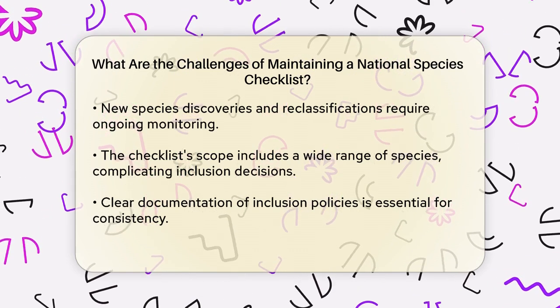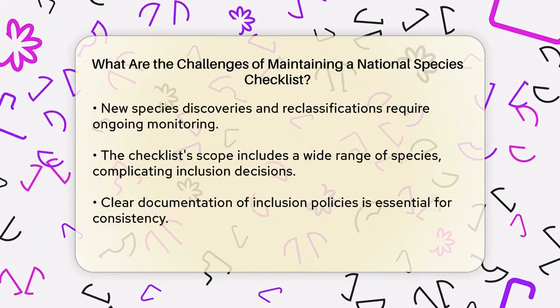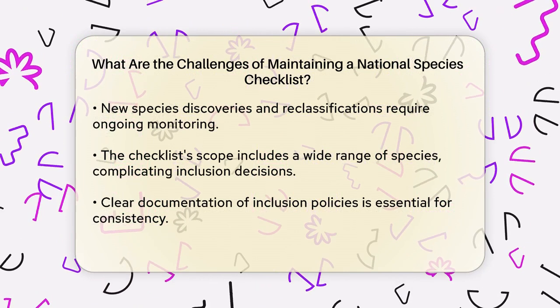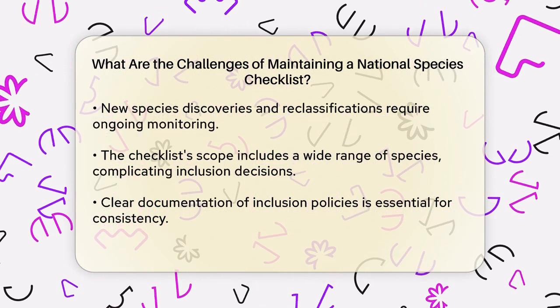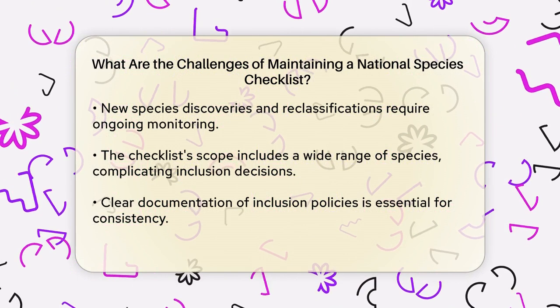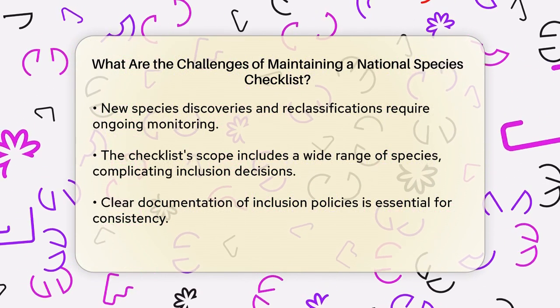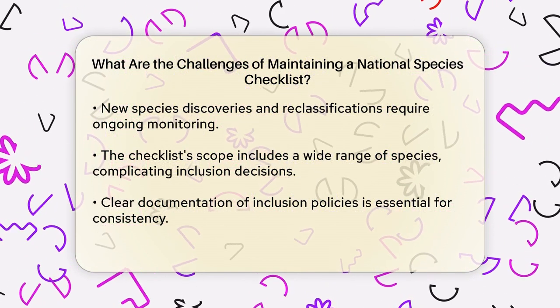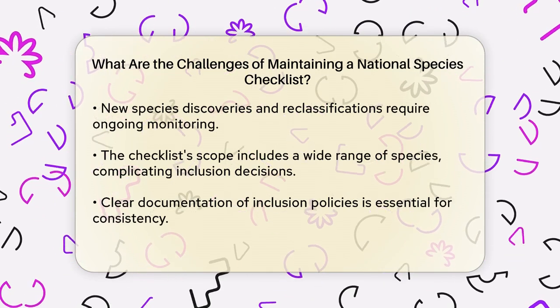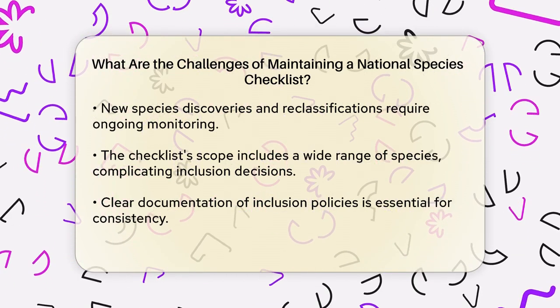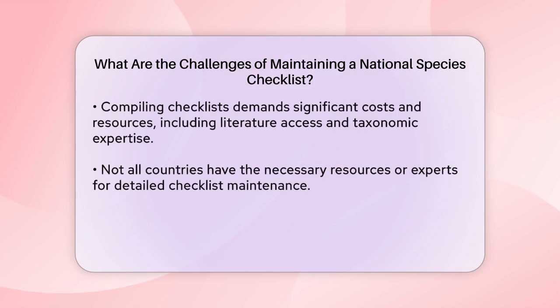Compiling and maintaining these lists involves significant costs and resources. It requires access to relevant literature, online biodiversity data resources, and often the expertise of taxonomists. However, not all countries have the resources or experts to compile and maintain such detailed checklists. Non-experts with knowledge of nomenclature and taxonomy can also contribute, but the process is time-consuming and labor-intensive.